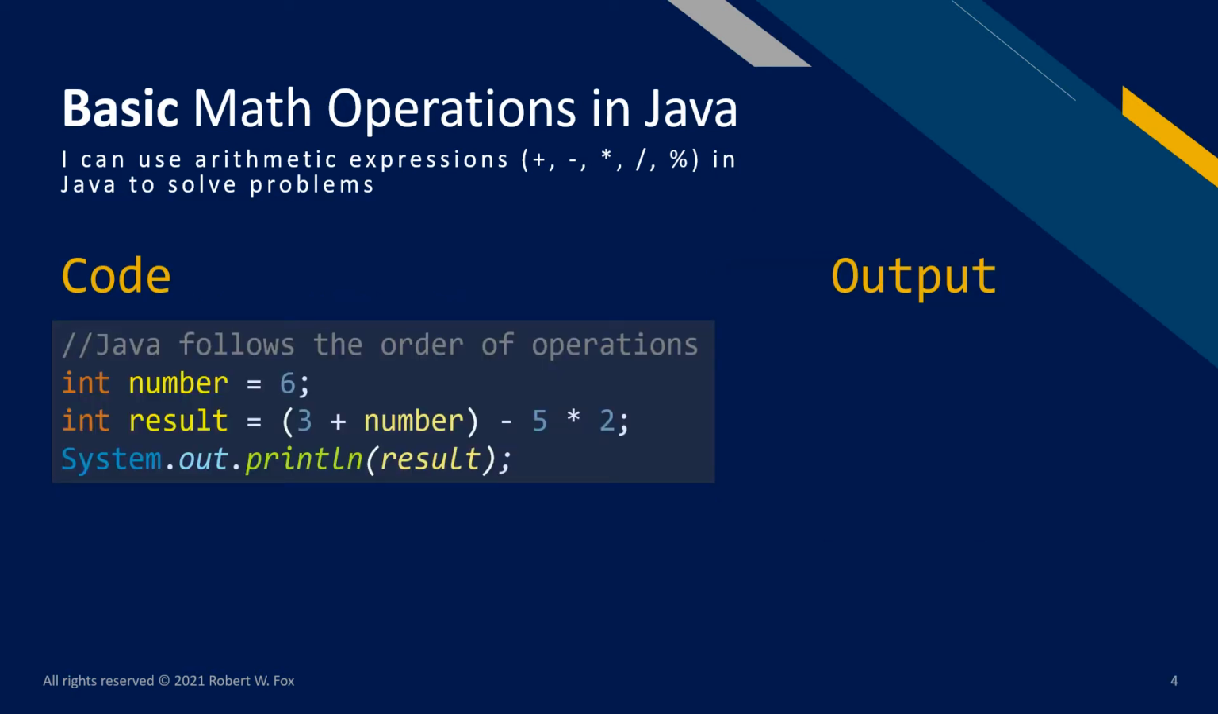Here we have an int number set equal to 6, and then we have another int result that is set equal to an expression. Now Java will follow the order of operations, so it's going to start with the parentheses and add 3 to the number, and 3 plus 6 is 9. The second thing it will do is the multiplication, which is 5 times 2, and we'll get 10. And finally, it will do the minus, so 9 minus 10 will give us a result that is printed to the screen of -1.